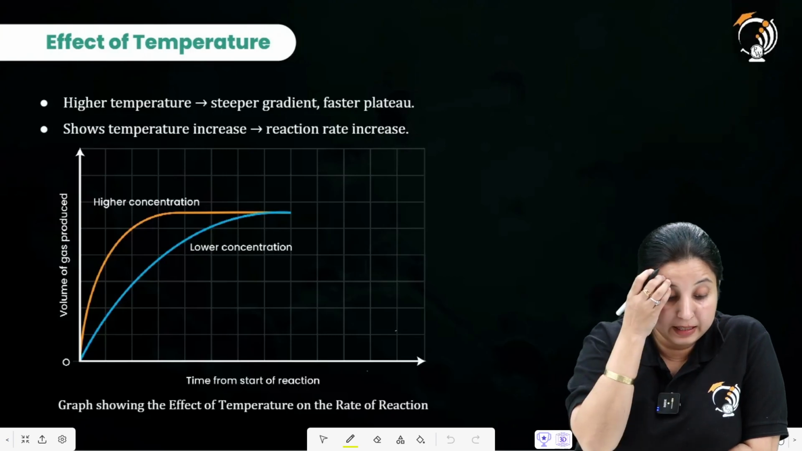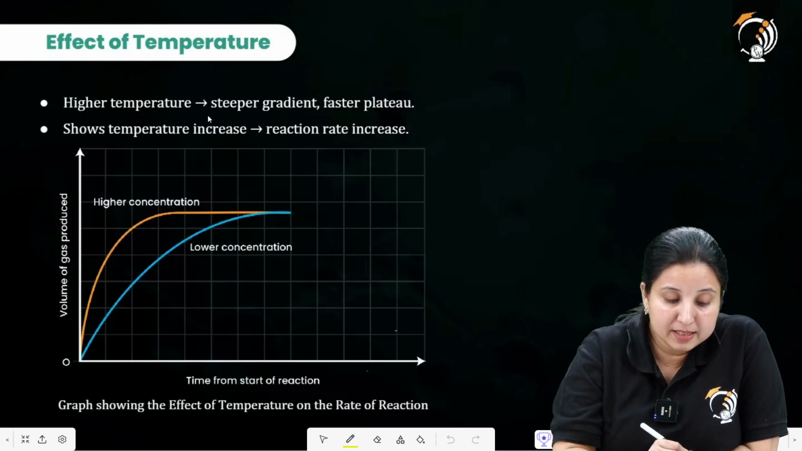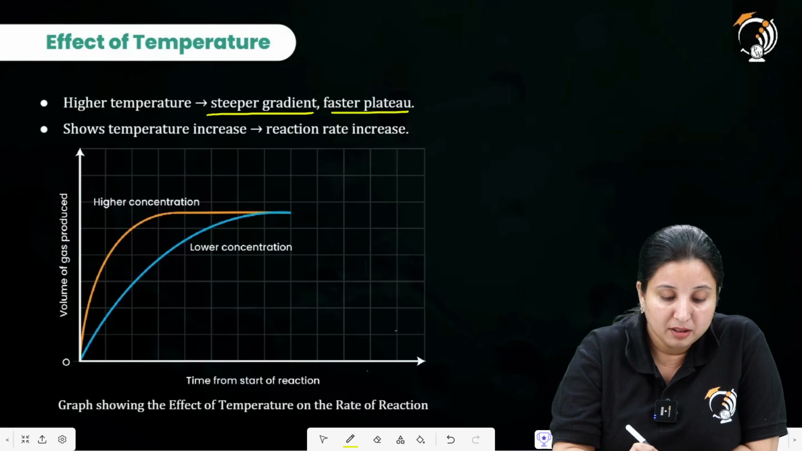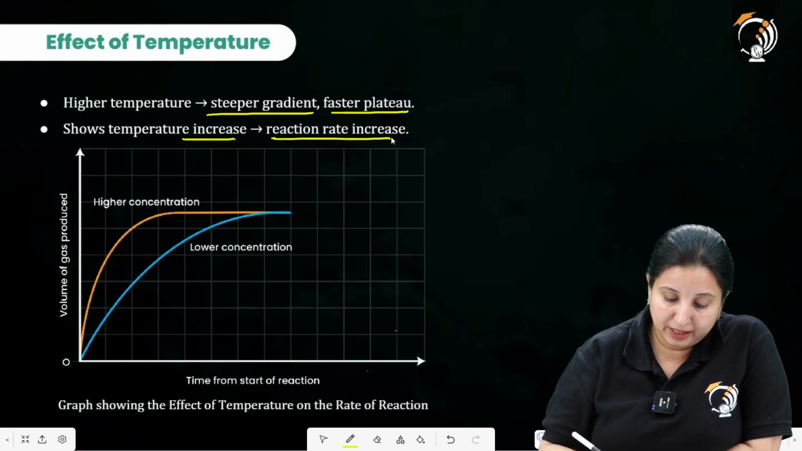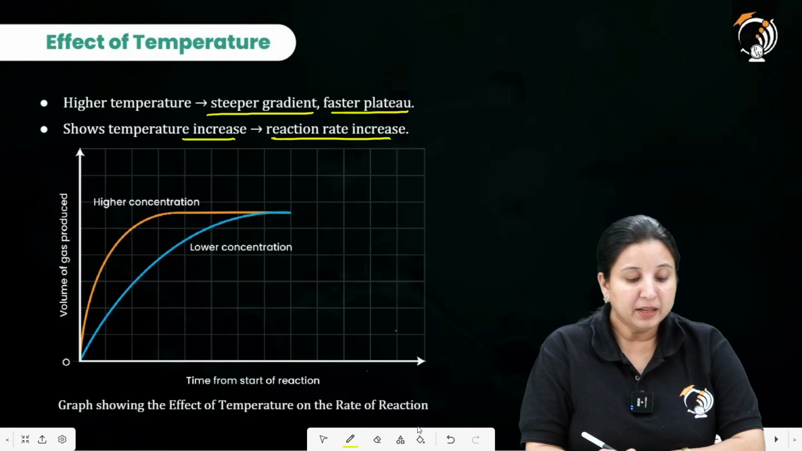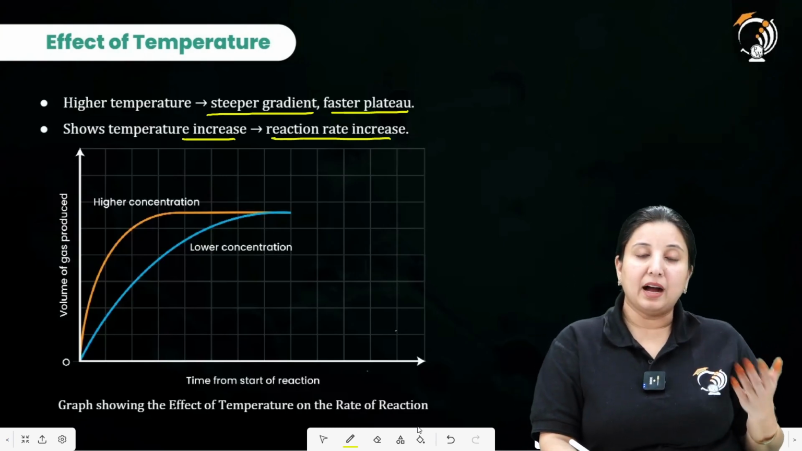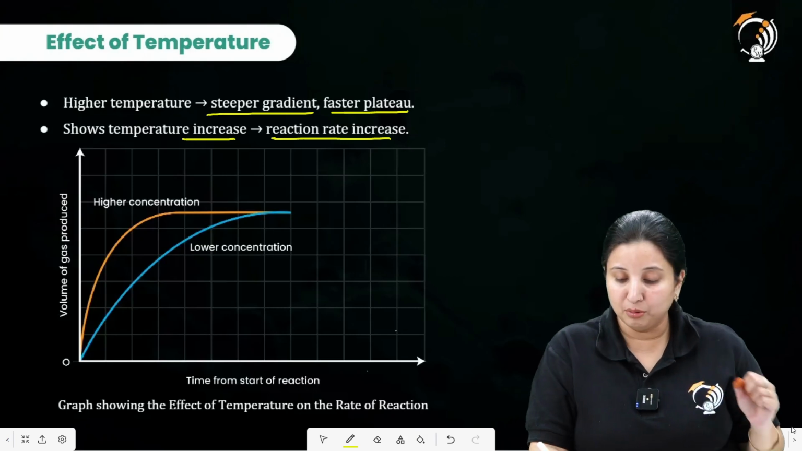So again in the case of higher temperature, the steeper gradient and faster plateau show that as temperature increases, the reaction rate also increases. So again the same thing is happening over here, that if you are going to have the higher temperature, then there will be more collisions.